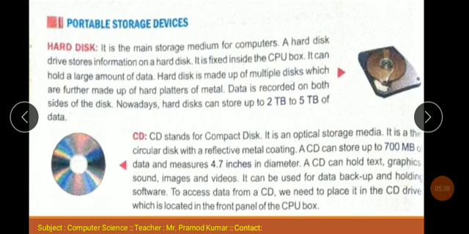Means the CPU case has a CD drive where you can insert a CD, and CD full form is compact disc, and it can hold 700 MB of data, and in this CD you can insert pictures, images, audio, video.